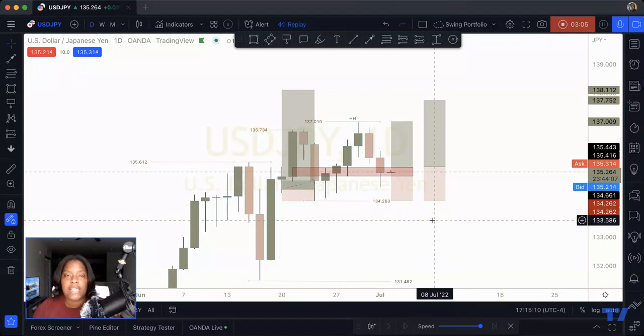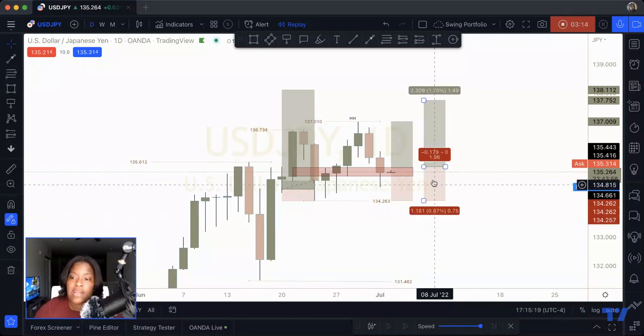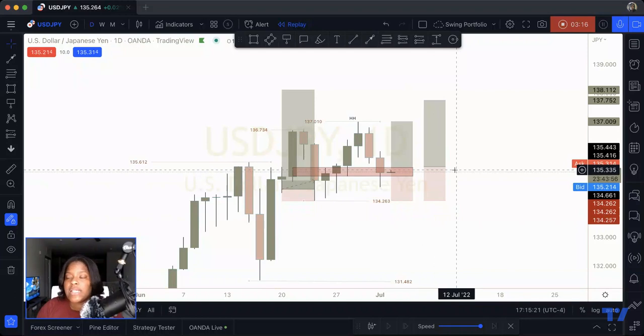And if it does that, great. I'll be in multiple positive positions. If not, I just lose a little bit on this position and I probably won't even get triggered into these trades. So I'm going to set that up. But anyway, that's how I'm looking at USDJPY.